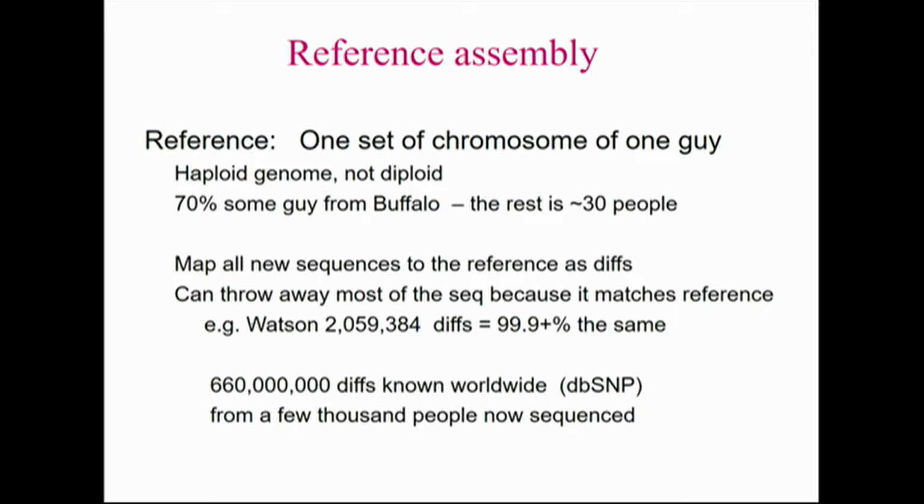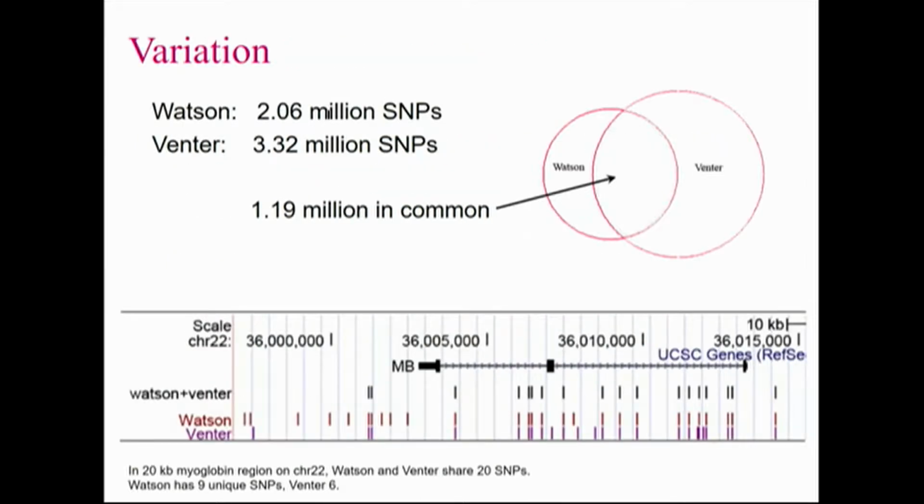We now have 660 million differences in dbSNP that are mapped on a data set that we have on the genome browser, so you can see all of those variants. So that's roughly a third of the genome now has been found to be variable, have a variant in it, at least in one individual somewhere, and we have all of those data on the browser.